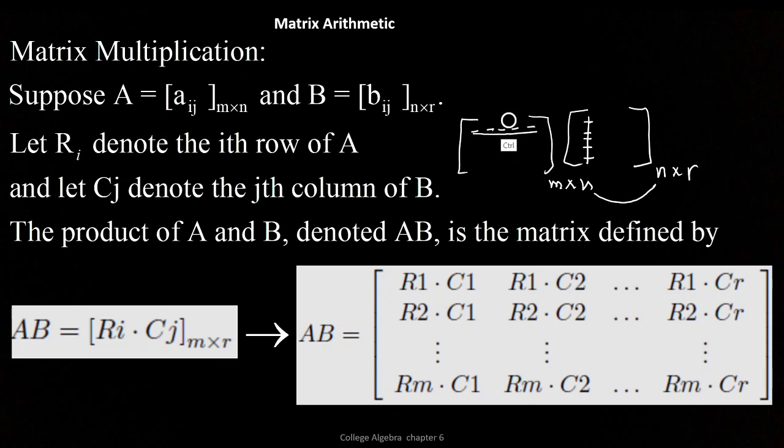Now, you might ask, how do we multiply a row by a column? And I'm going to answer that in a second.